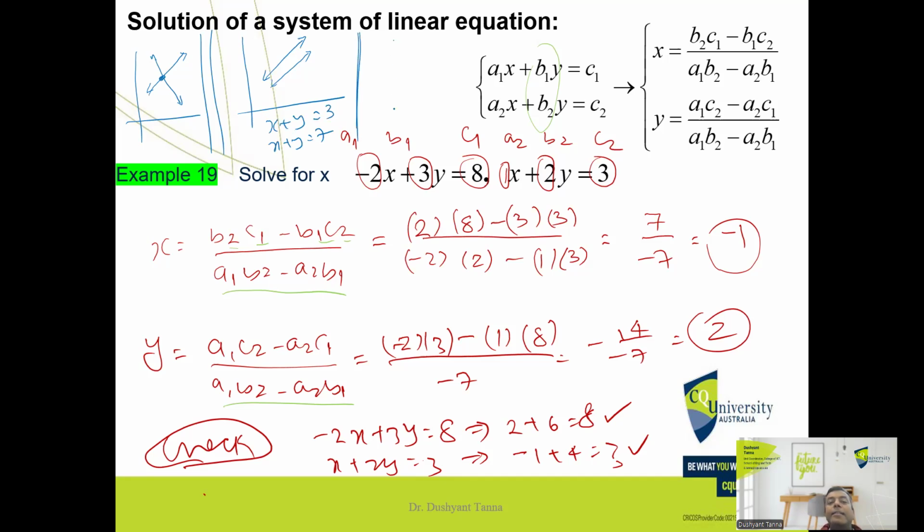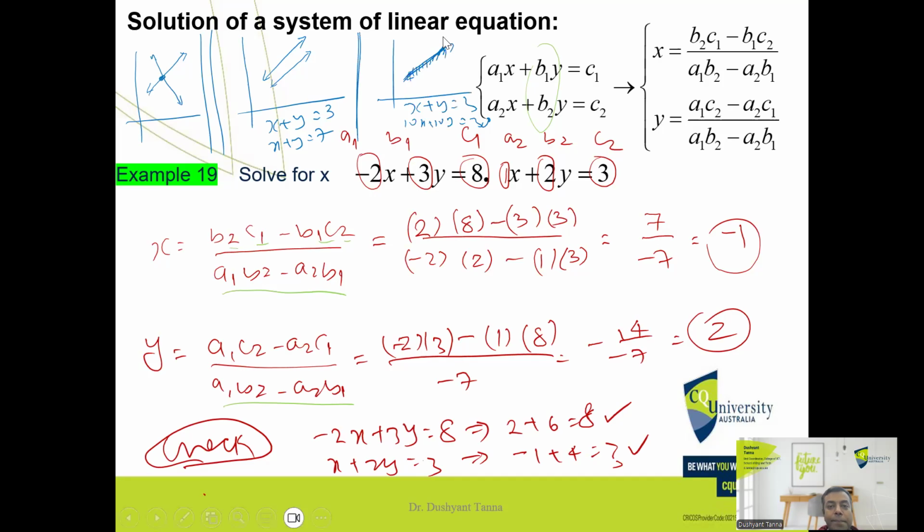And the third situation is when the lines are overlapping, one on the other. An example is x plus y is 3 and 10x plus 10y is 30. Every point is a solution, so there are infinitely many solutions there. That's just a bit of connection with geometry. Let's keep going.